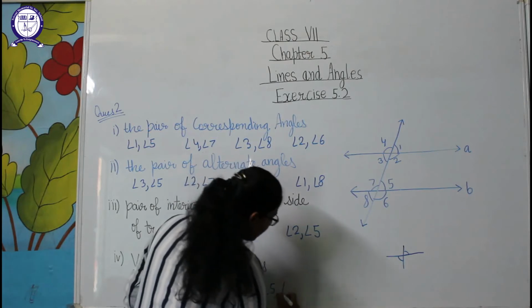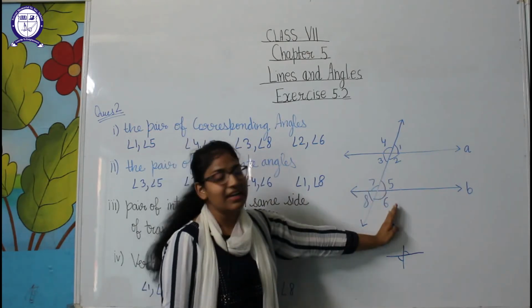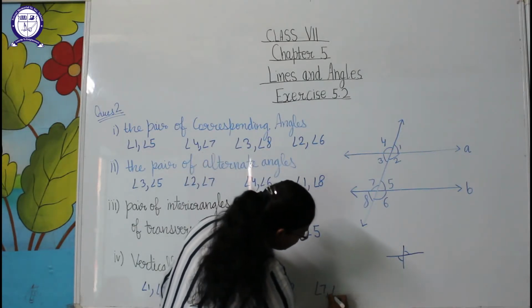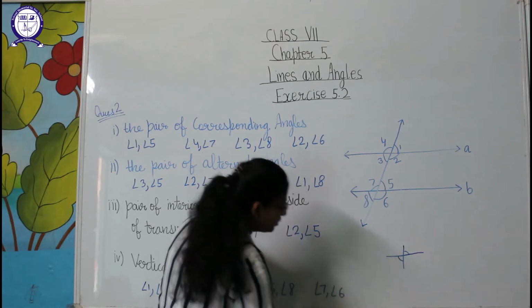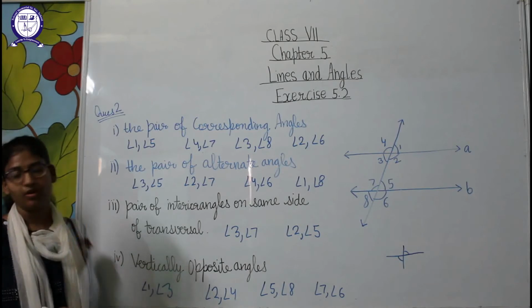Angle 5 and angle 8. And the last is angle 7 and angle 8. Like this we include all the 8 angles and we tell about 4 of the pairs. So vertically opposite angles are these.